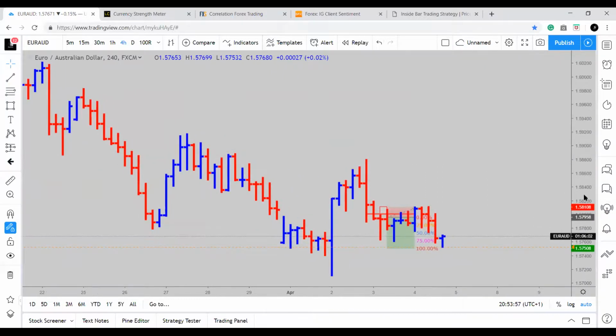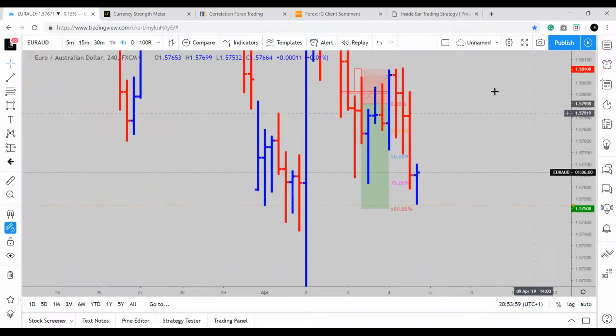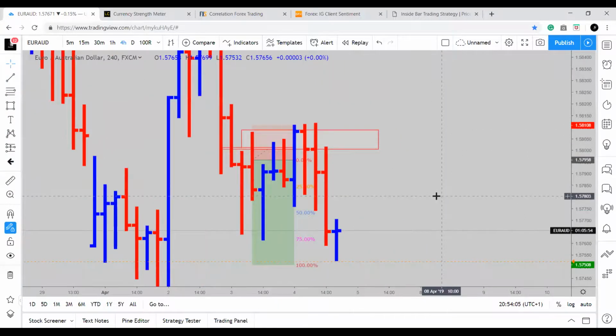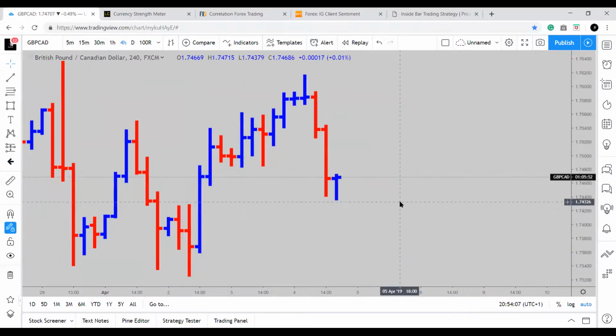Aussie dollar USD. Again, I don't know what this is, to be honest with you. I mean, I know what it is looking at this structure from here. Stop loss above the market structure. I don't know. Anyway, this doesn't need to be here. This wasn't analyzed today.